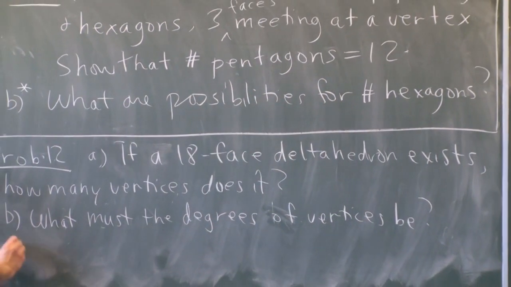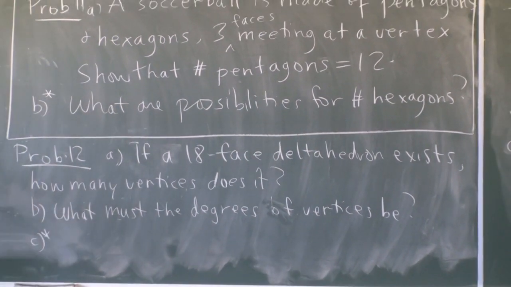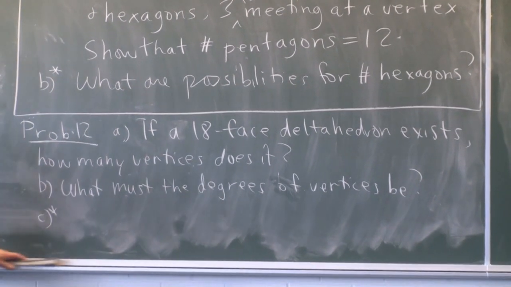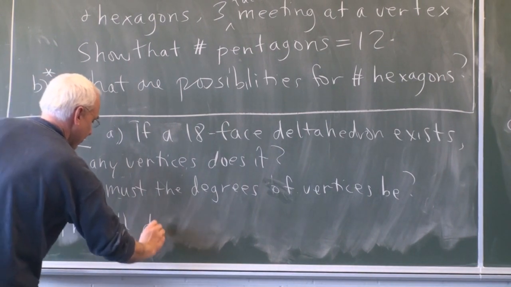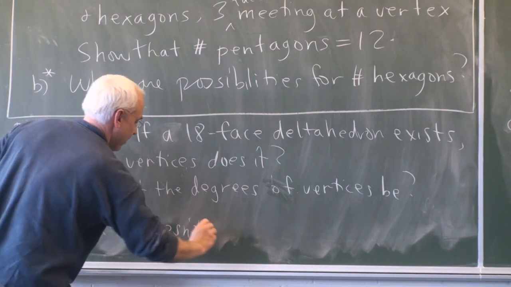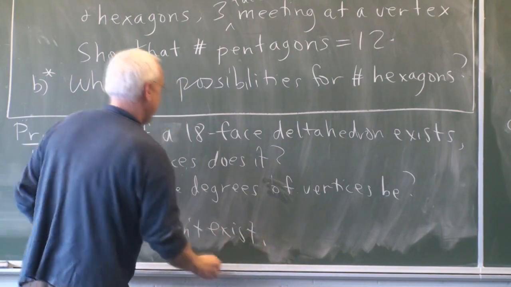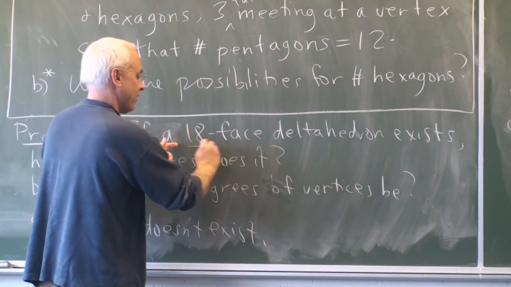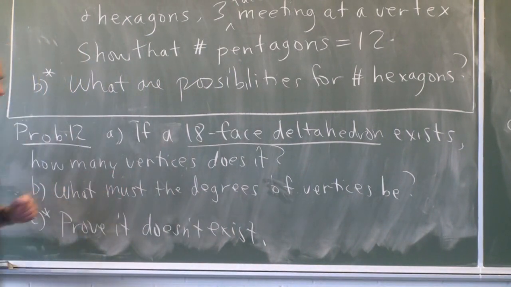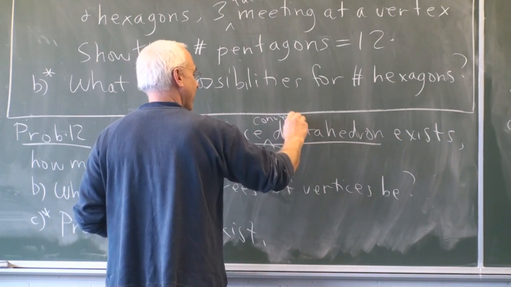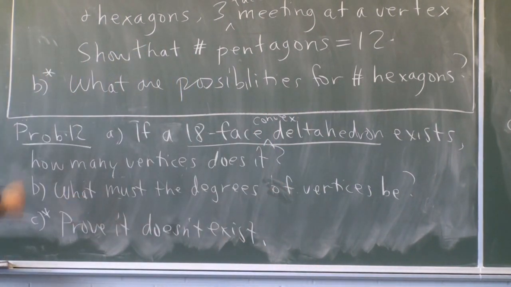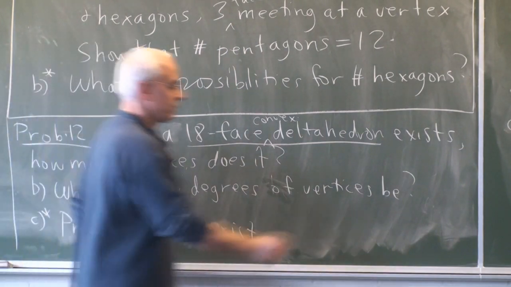And C, a star problem, again for those ambitious students, prove that it doesn't exist. We're talking about the 18 face deltahedron. Is that only for the convex one? For the 18 face convex deltahedron, exactly. Okay, that might be a bit of a challenging exercise, I don't know.